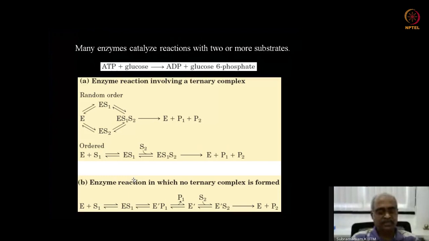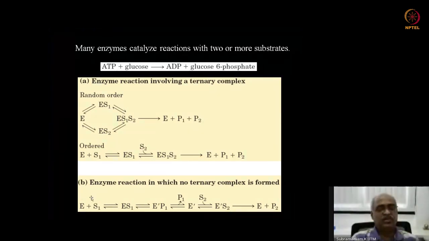And some enzyme reactions involve no ternary complex, where substrate 1 binds and gets converted, and then the first product is released, then the second substrate binds, and that gets converted, and then product release happens. So yesterday I used this ATP glucose reaction itself as an example to explain this.